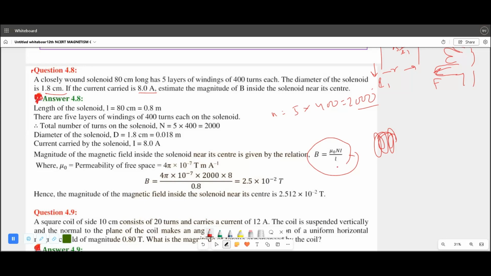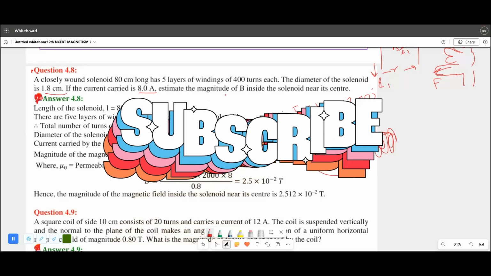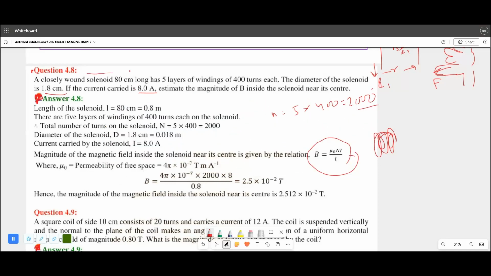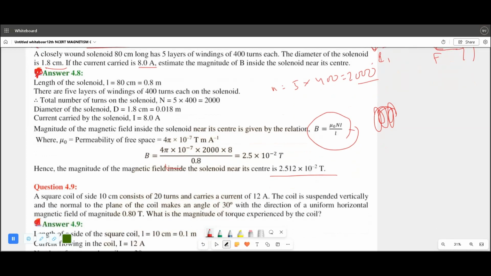The diameter of the solenoid is 1.8 centimeter and the current is this, and the length is 80 centimeter. Okay, 80 centimeter long, so actually 0.8 meter. So it really doesn't matter what role the diameter plays here. The magnetic field inside the solenoid center is given by this formula, where mu is equal to this. So the diameter has no role in this formula. Right, the current carried by the solenoid is given, so 4π×10⁻⁷, 2000 turns, 8 ampere current, and 0.8 is the length. Okay, near its center it is this. Now next one. The diameter had no role here.